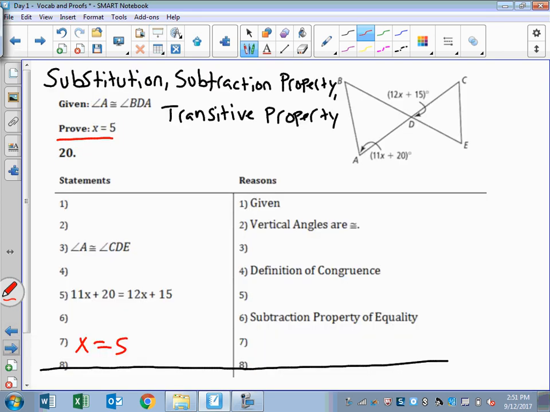Alright, you guys try these on your own, and when you're done, let me check it, and then I will give you the next thing that you need to work on. But this is it for your introduction to proofs.